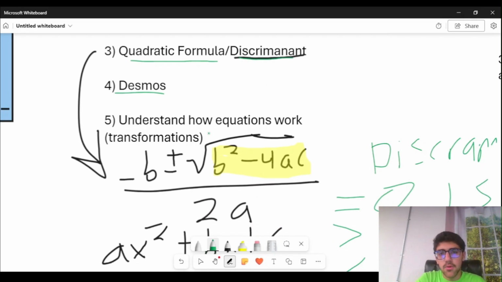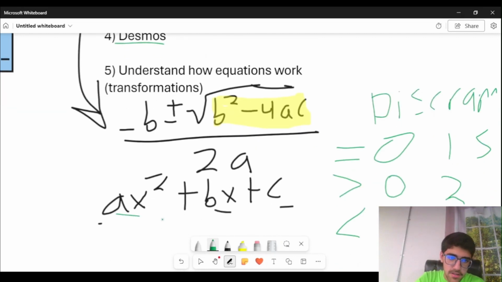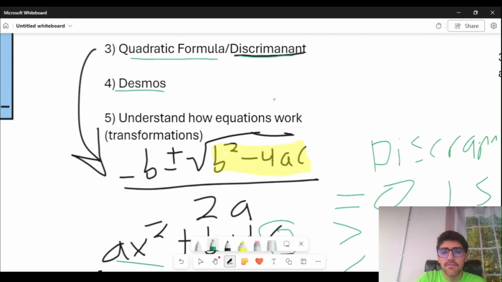And then just understand how equations work. You just have to know the basics, like for a quadratic equation, how c is the y-intercept, and if it's in the form (x minus c)(x minus a), where c and a are constants.